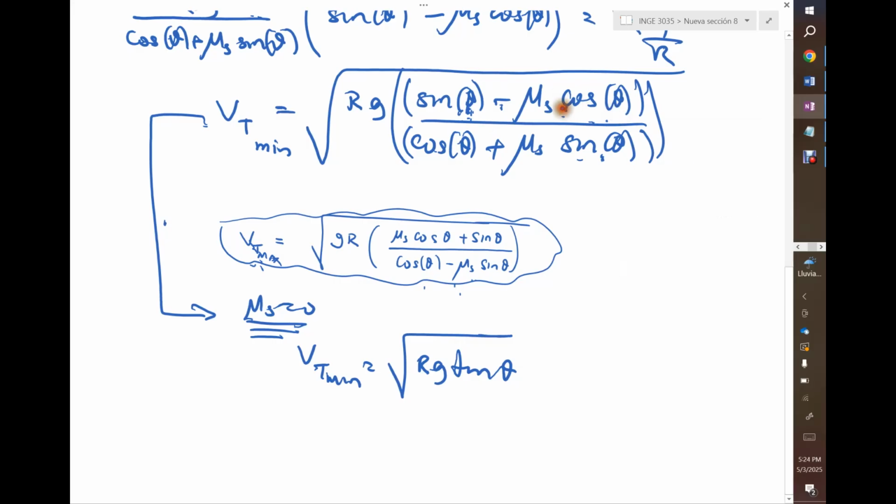This is 1. This is gone. This is 1. This is gone. So you end up with minus 1. You end up with v_min equal to negative Rg, and again, that's only when theta equals 0. So for this equation to be valid, theta must be greater than 0.